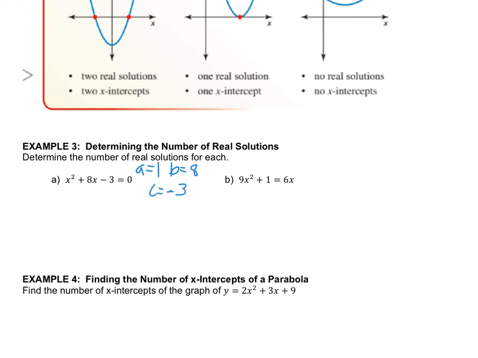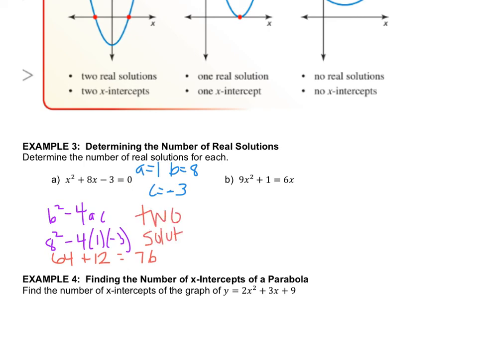So now the only part that we're doing is b squared minus 4ac. We're not doing anything else. We're not even square rooting it. So that's going to be 8 squared minus 4 times 1 times -3. So that is 64 plus 12. Well, that's going to be 76, so that's positive, which means that there are going to be 2 solutions, because you can take the square root of a positive number.